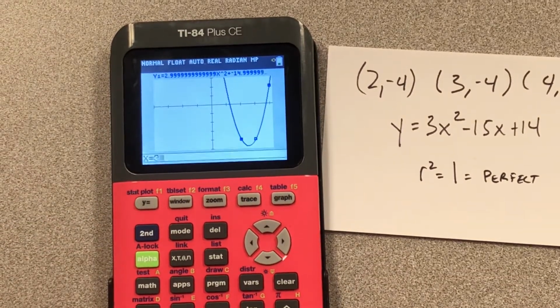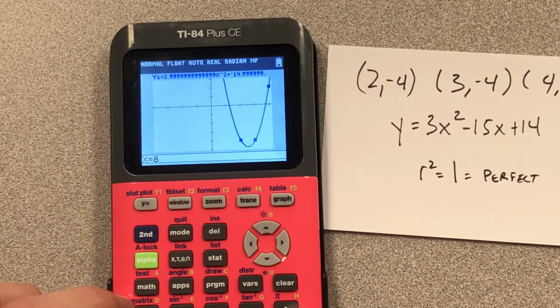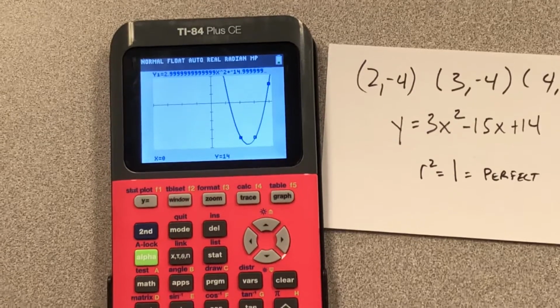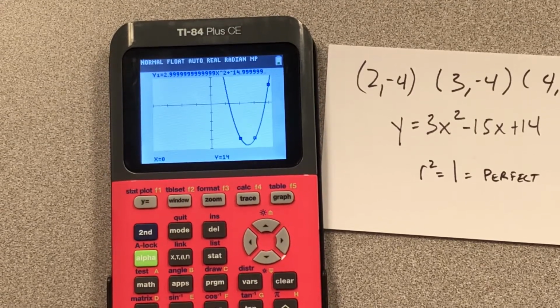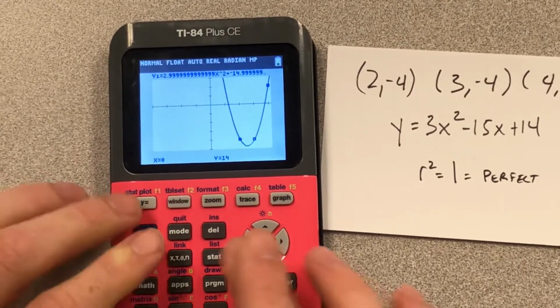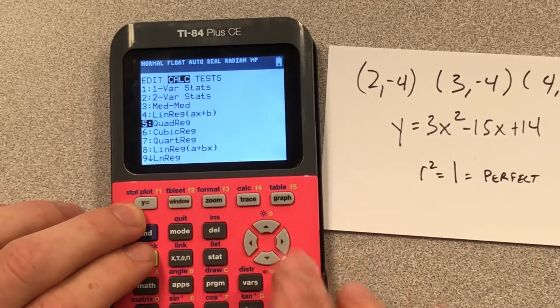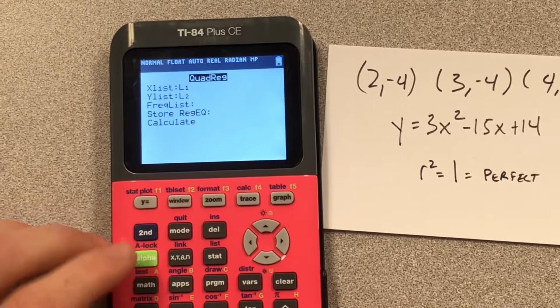Then I could hit 3, see what y is. I could hit, oh, 8 wouldn't work. -2. I could find my y-intercept and hit 0, 0, 14. There you go. So when you're doing your quadratic regression, you hit stat calc. Instead of going to 4, you go to 5, and then everything else is exactly the same.